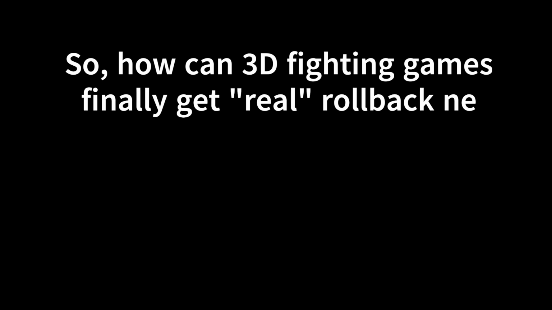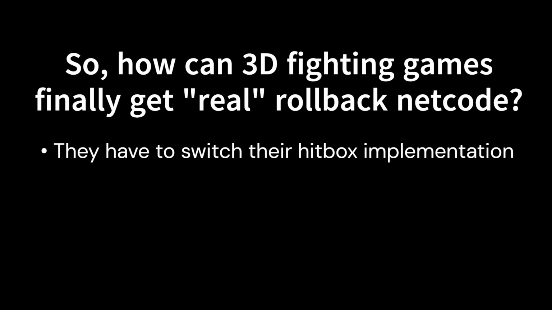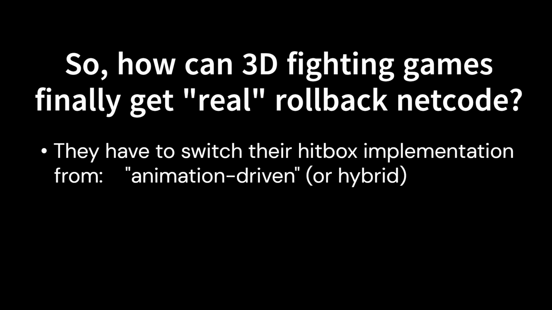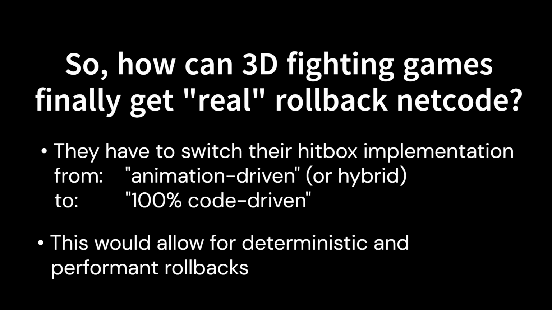So how can 3D fighting games finally get real rollback netcode? They have to switch their hitbox implementation from animation-driven to 100% code-driven. I do want to specify that the animation-driven method can work, but if it entails having to resimulate skeletons multiple times per frame, it is extremely difficult. Doing the switch to code-driven would allow for deterministic and performant rollbacks. It works for 2D, and it can work for 3D if done correctly.